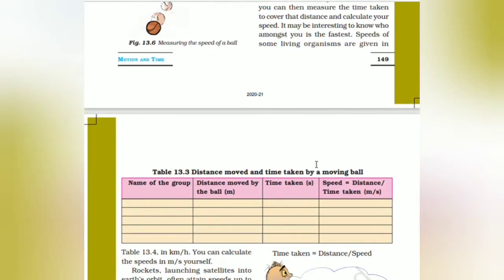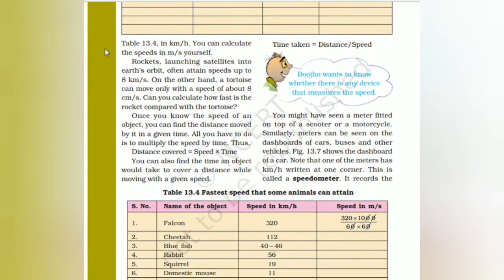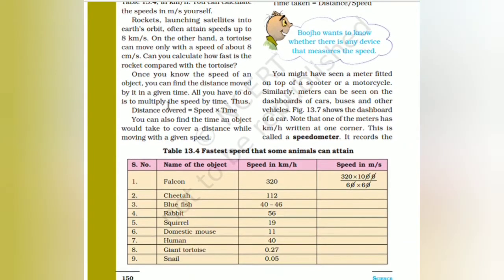Speeds of some living organisms are also given. Rockets launching satellites into Earth's orbit often attain speeds up to 8 km per second. On the other hand, a tortoise can move only at a speed of 8 cm per second.